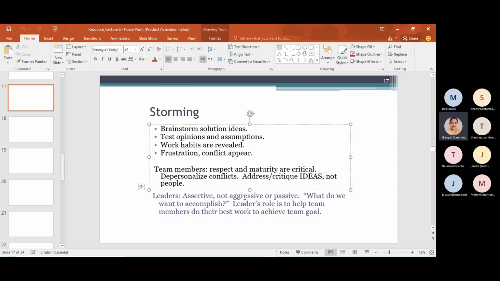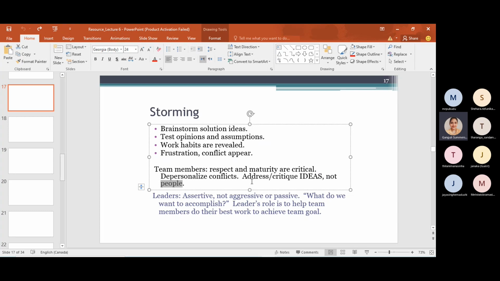So during the storming stage, team members should know how to be mature and how to respect each other. And if a conflict or a frustration happens, team members should also know how to address the critic or the ideas. You should not target people. The team members should know how to address the ideas or the opinions instead of targeting people. So address critic ideas, not people.